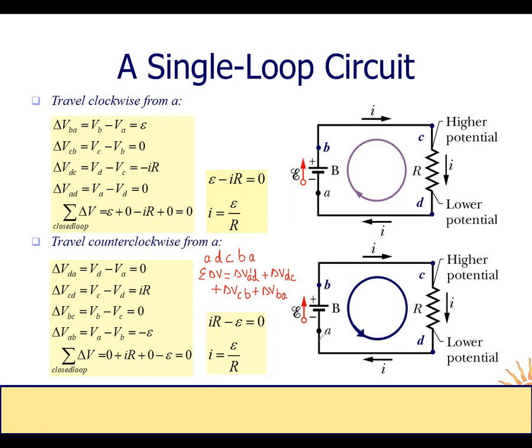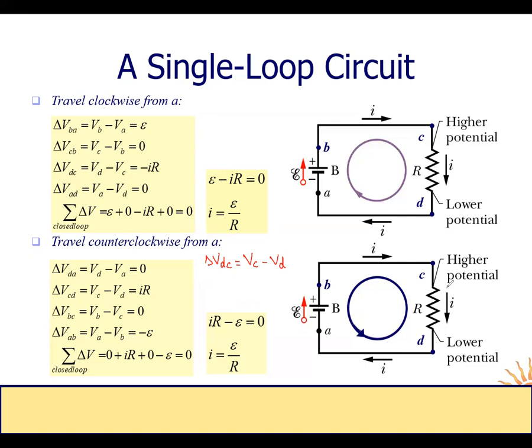Okay, between A and D, we have nothing, so delta V AD equals 0. Between C and B, we have nothing, so delta V CB equals 0. We have to calculate delta V DC and delta V BA. Delta V DC equals V final minus V initial. Look well.